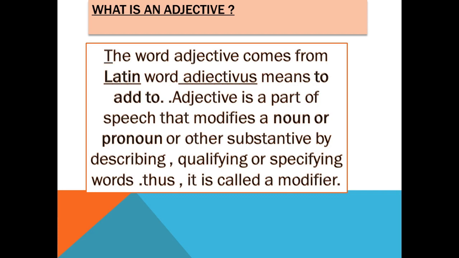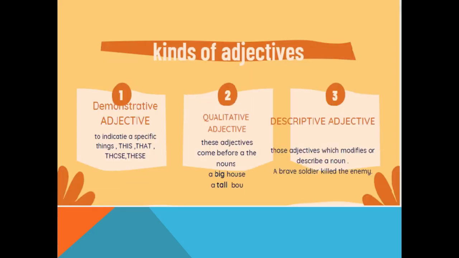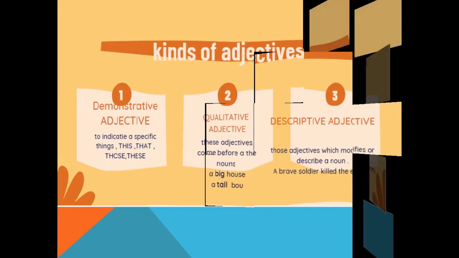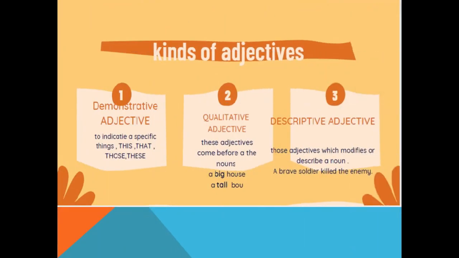Next we will discuss the kinds of adjectives. What are the kinds of adjectives? First of all, we have the demonstrative adjective. A demonstrative adjective indicates a specific thing, pointing out something, like this, that, those and these. We commonly have adjectives of color, size, opinion, etc. But apart from that, we have the demonstrative adjective.